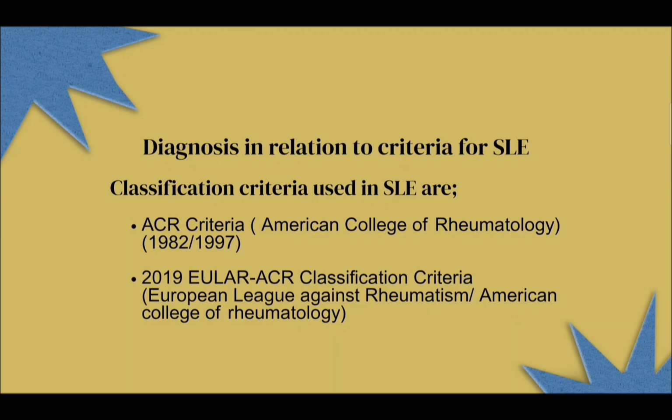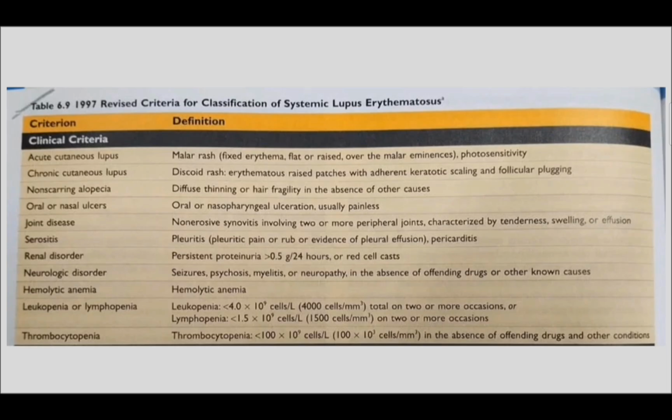Next is diagnosis in relation to criteria for SLE. Classification criteria used in SLE are the ACR criteria, American College of Rheumatology, and the 2019 EULAR/ACR classification criteria, European League Against Rheumatism, American College of Rheumatology. There are two kinds of criteria that are used for the classification of SLE. They are clinical criteria and also immunologic criteria.